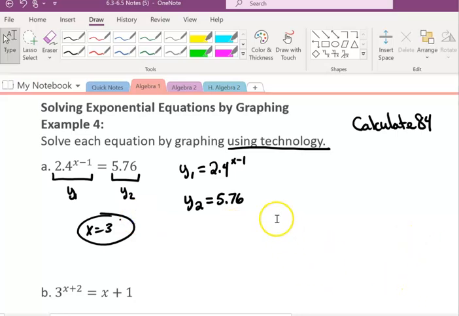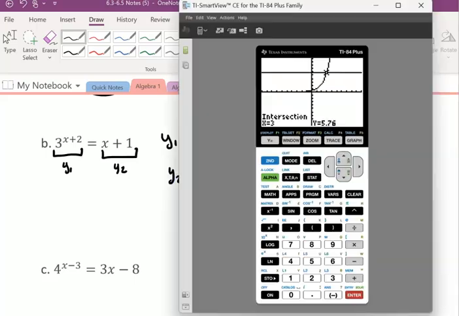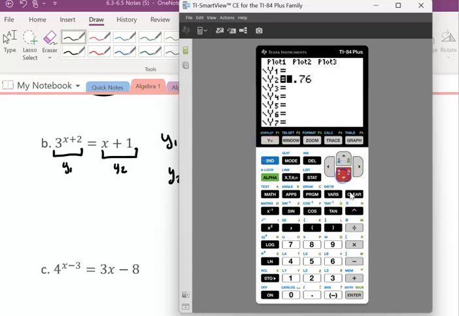Let's try one more just to make sure that you know what you're doing. On B, the left side is going to be y1, the right side is going to be y2. So we're going to have 3 to the x plus 2, an exponential curve, and then x plus 1, a linear equation. We're finding the intersection. So we go to y equals, clear out anything you have. 3 to the x plus 2, go down, then x plus 1, and hit graph.